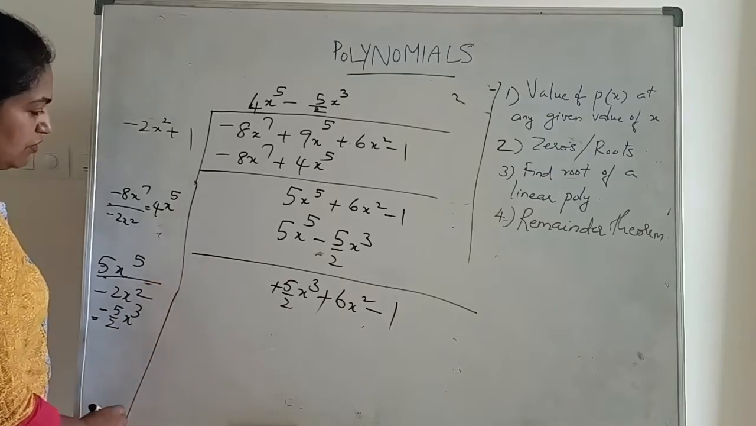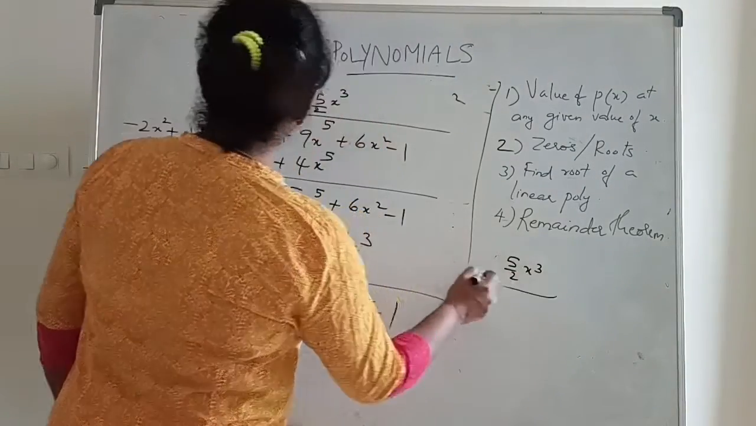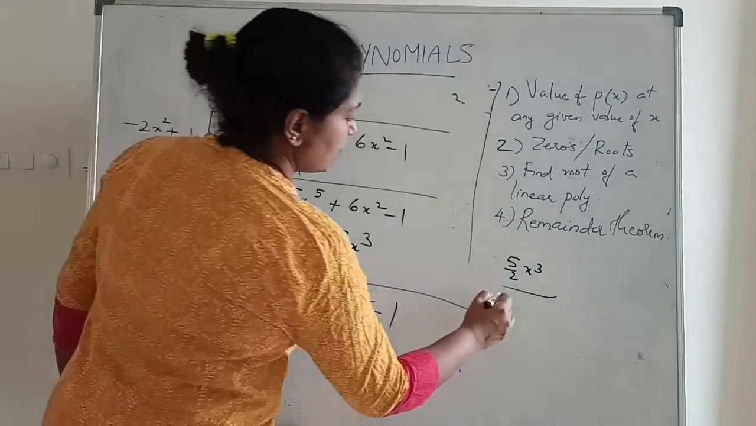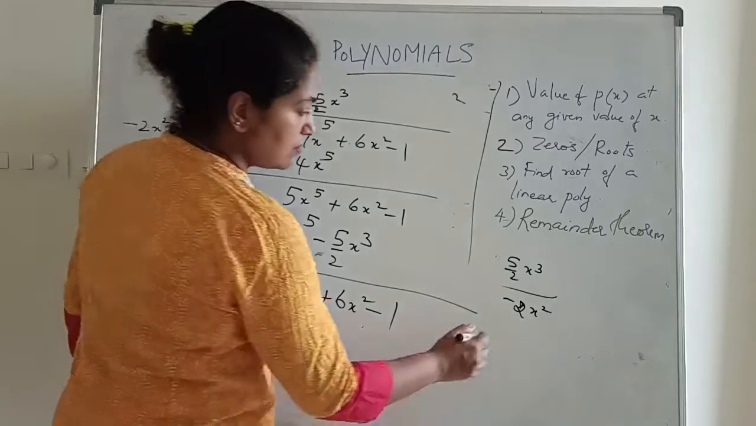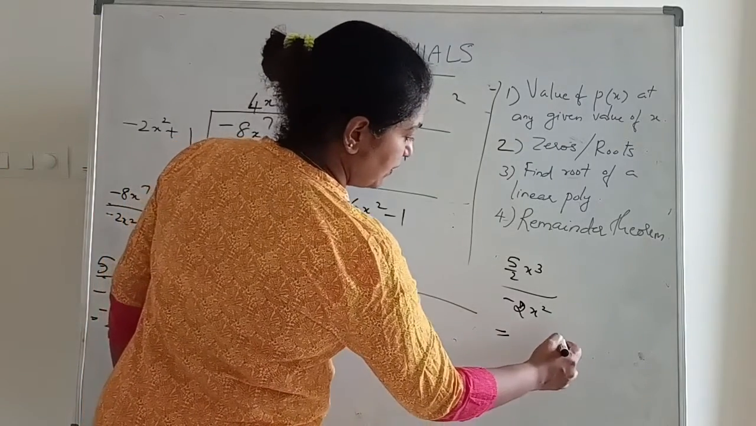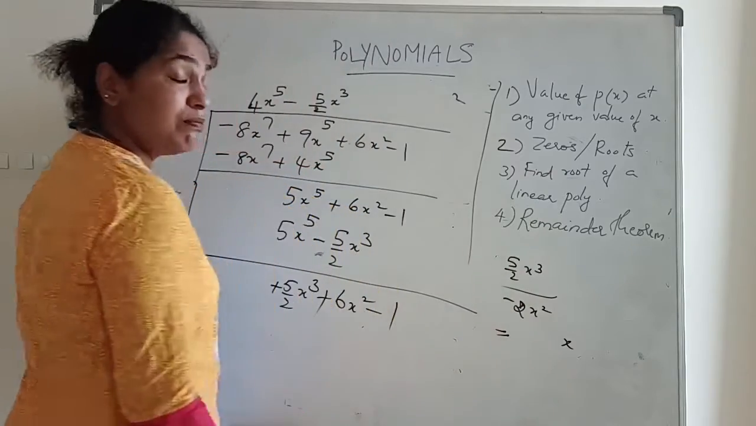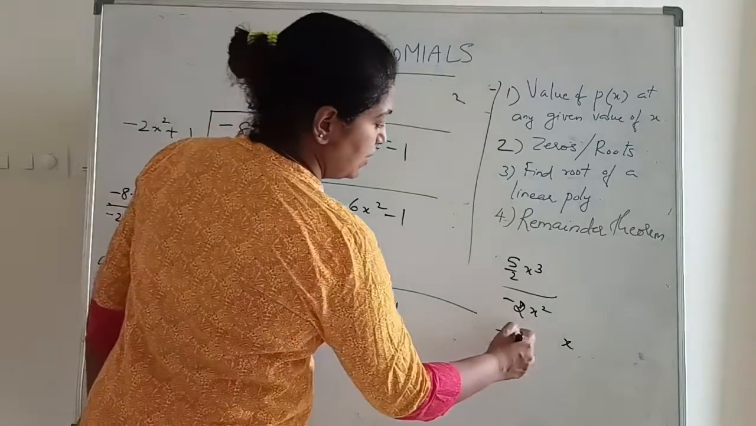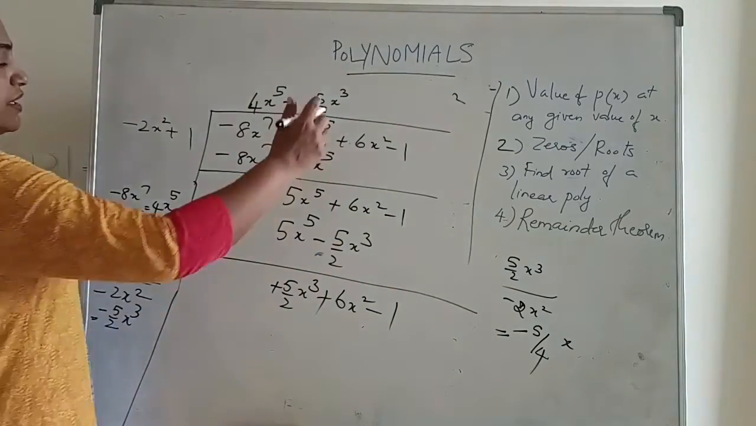What is the first term of the dividend? 5 by 2 x cube. What is the first term of the divisor? Minus 2x square. Oh my god, I couldn't take something more complicated. Okay, so x cube by x square is x. Minus 5 by 2 by minus 2 will give me minus 5 by 4. So it has to go here.